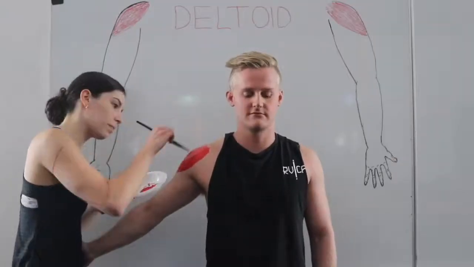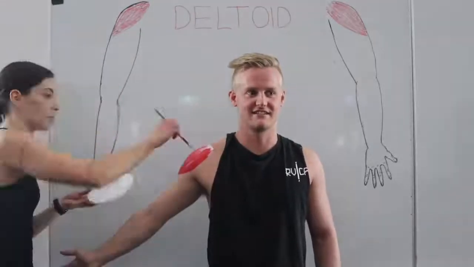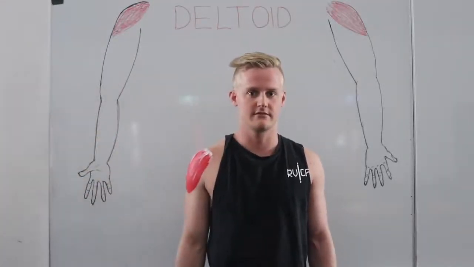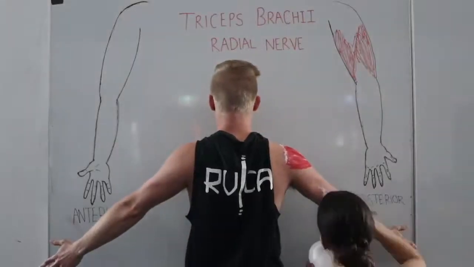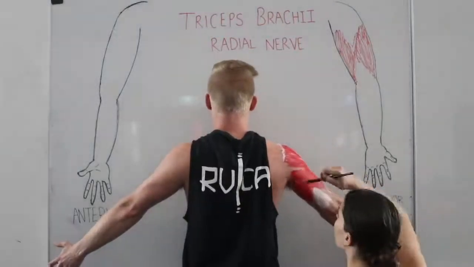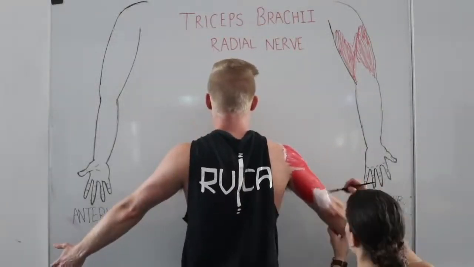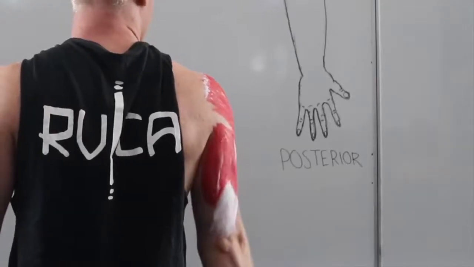The first muscle we're going to look at is the deltoid. It is innervated by the axillary nerve. Its primary movement is abduction of the arm. The posterior muscles of the arm are innervated by the radial nerve. These muscles are the triceps brachii, the long head, medial head, and lateral head. All 3 are involved in extension of the elbow joint.